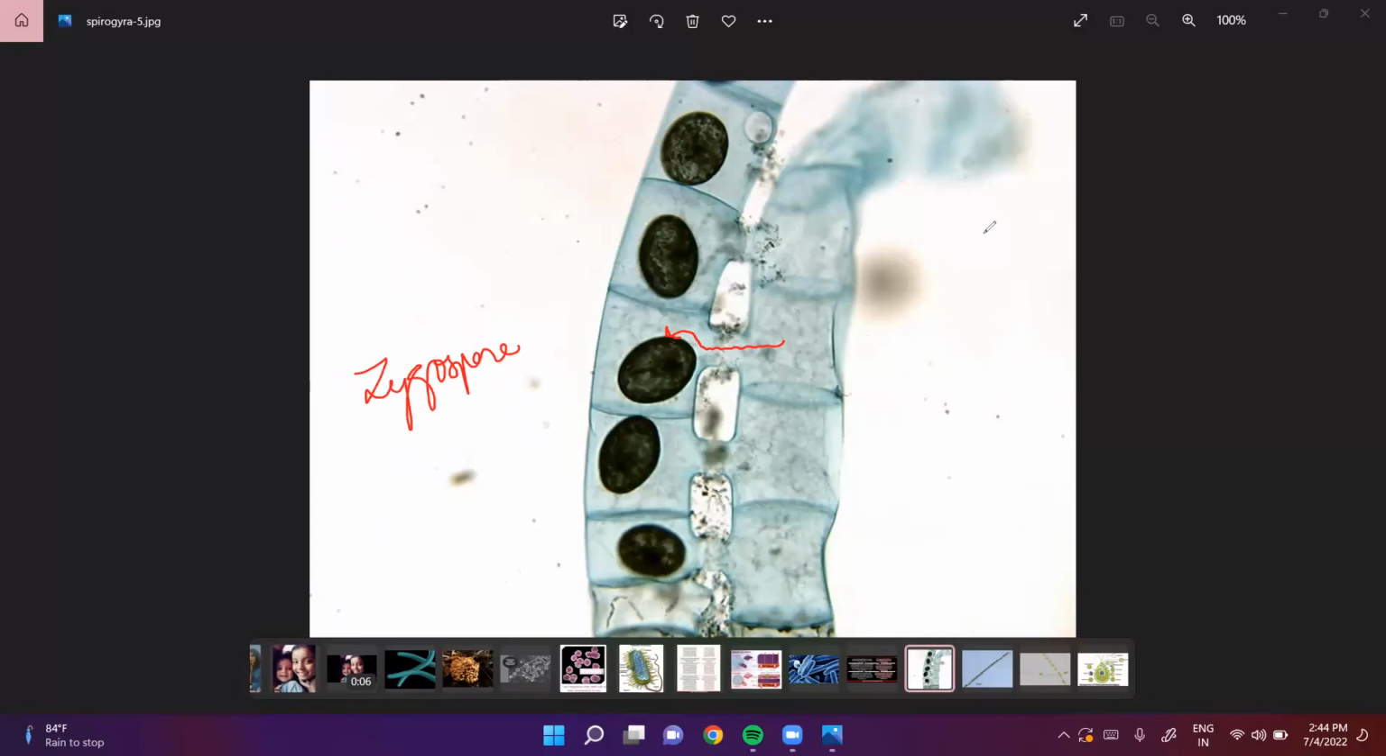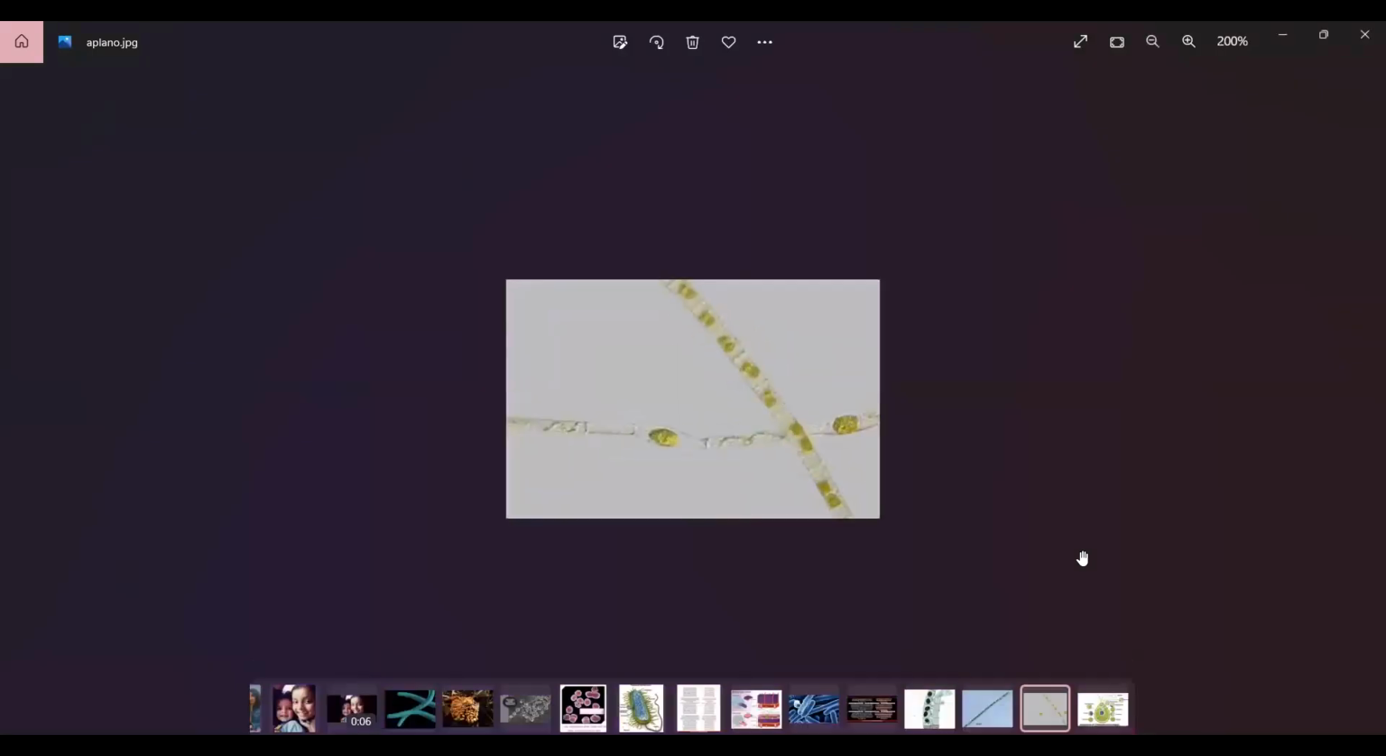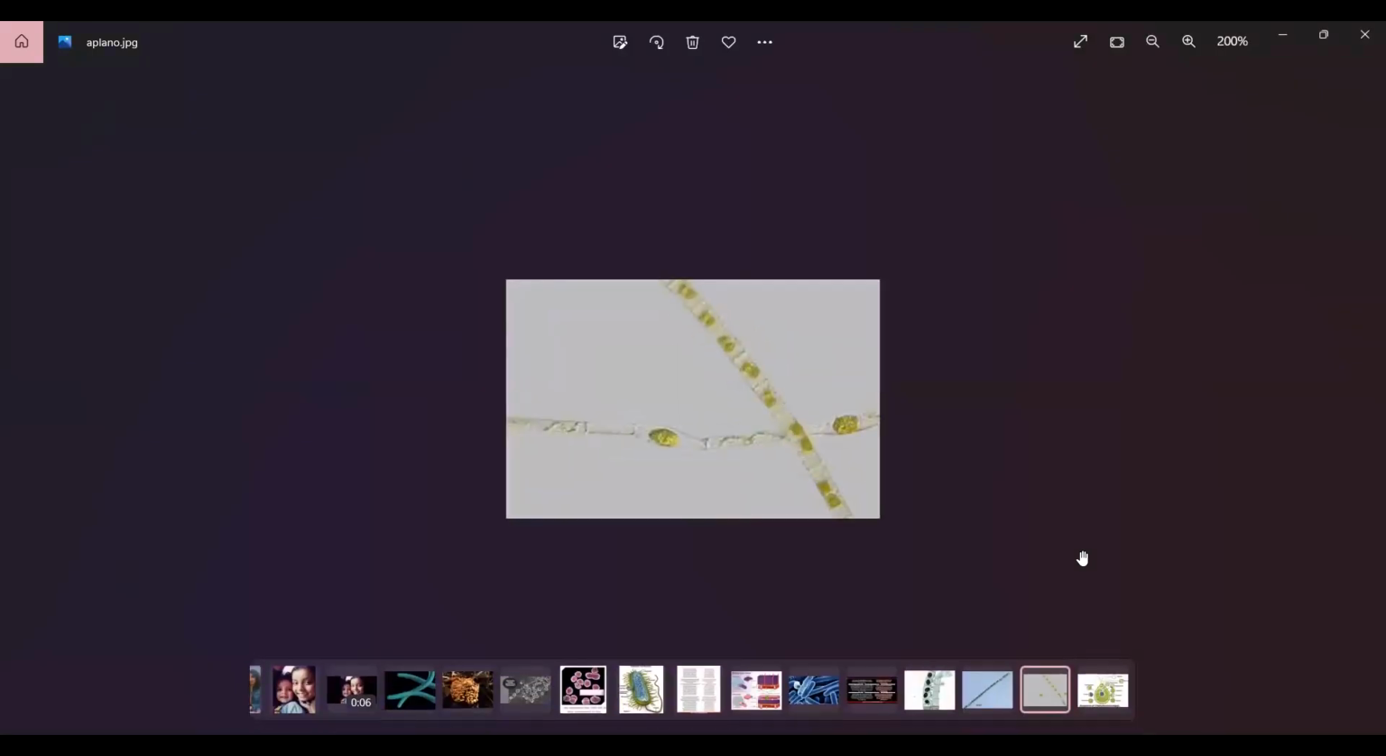Now, the image that you're seeing on the screen is about the aplanospores. As you can see in the Spirogyra, there are a few cells where the protoplasm has contracted. They have formed some new walls around it. And this one that you're seeing here is nothing but your aplanospores.